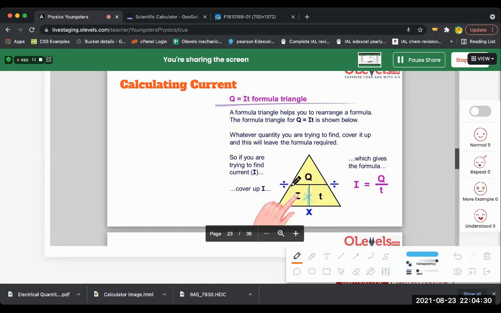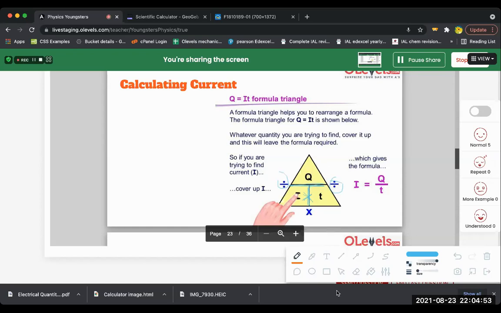Multiply, right. So what does this line represent? Divide. This side represents divide. This one also represents divide. Very good, everyone.